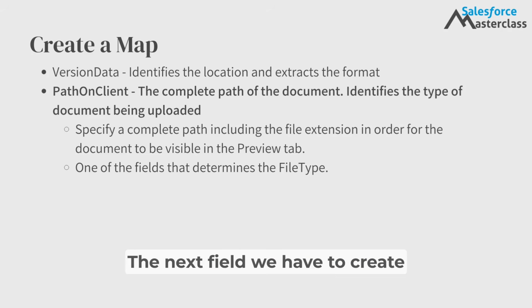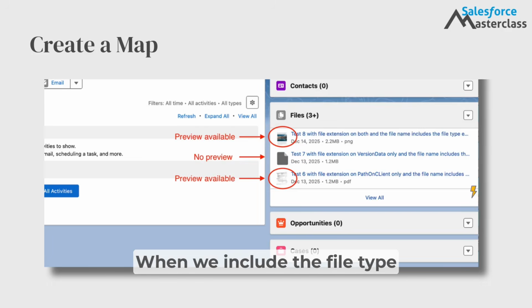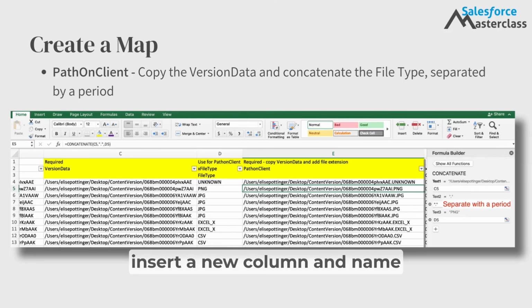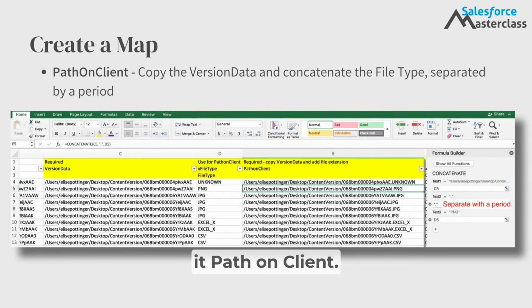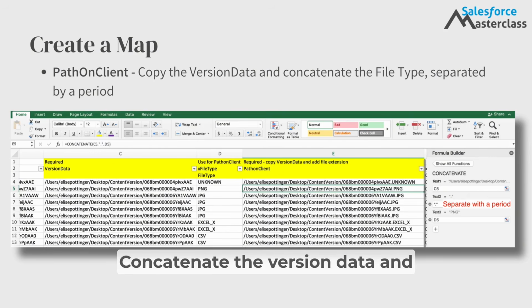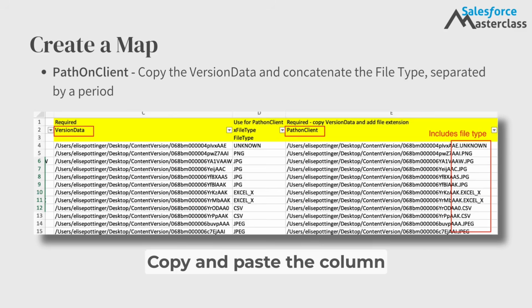The next field we have to create is called Path on Client. When we include the file type in the Path on Client field, we get to take advantage of Salesforce's native file preview functionality from a record's related files list. In your map, insert a new column and name it Path on Client. Concatenate the version data and the file type separated by a period. Copy and paste the column to remove the formula. Now you have version data and path on client prepared for loading.